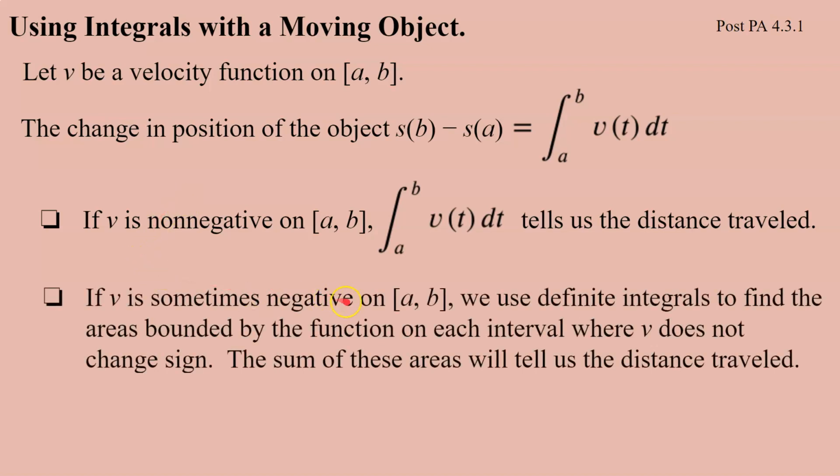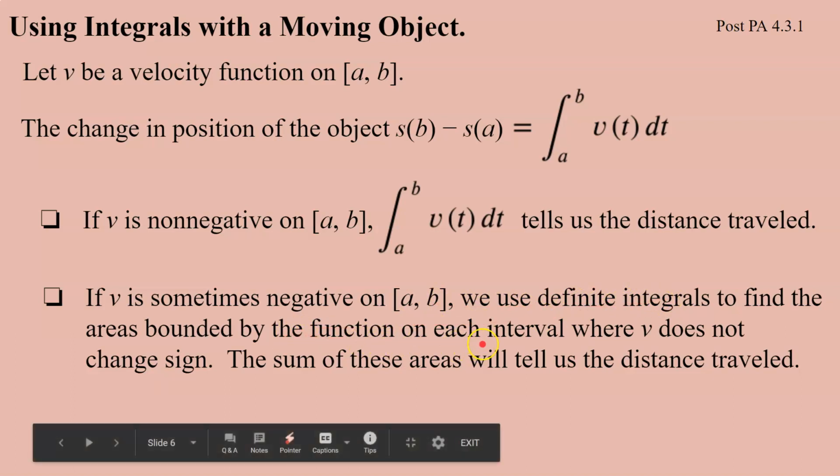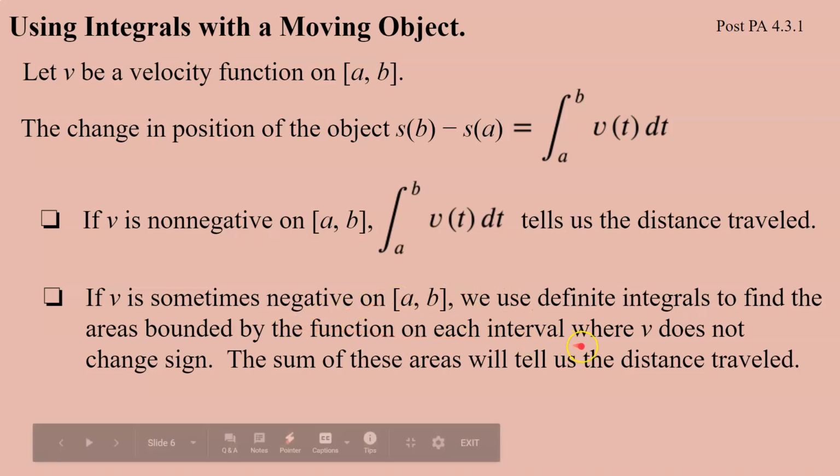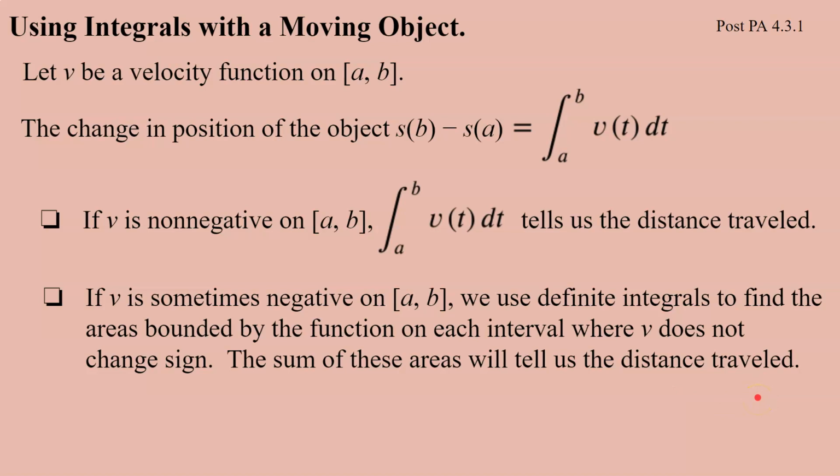If v is sometimes negative, then we can use definite integrals to find the areas bounded by the function on each interval where v does not change sign. And if we do this where v does not change sign, then the sum of these areas will tell us the total distance traveled. All right, we're going to break this down into smaller intervals.